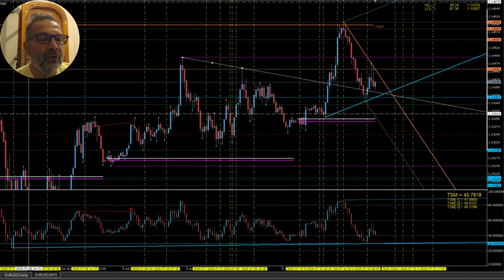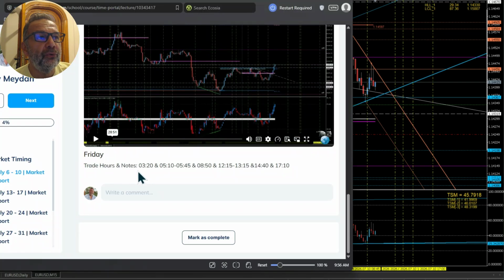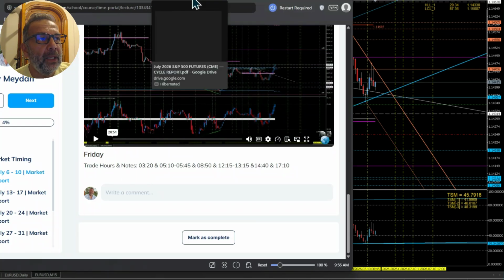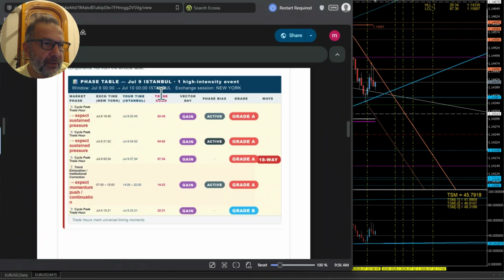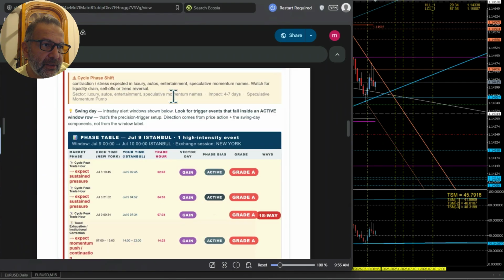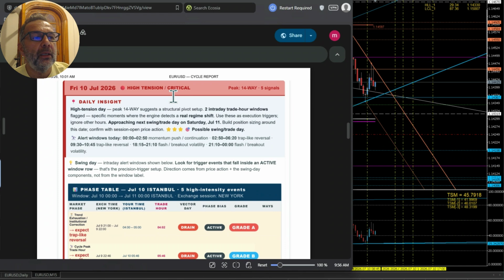Why do I have a 2:45 as well when there's no 2:45 here? Because if you come to the cycle edge, I should look at Friday. This is Thursday, Friday. Okay, look at this alert window today. Momentum push continuation, from midnight to 2:50, check it out, it's a push continuation. What does that tell me? Well, we're going to push because we pushed yesterday and we pushed the day before yesterday.